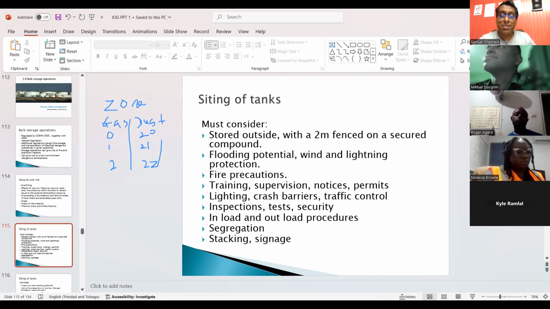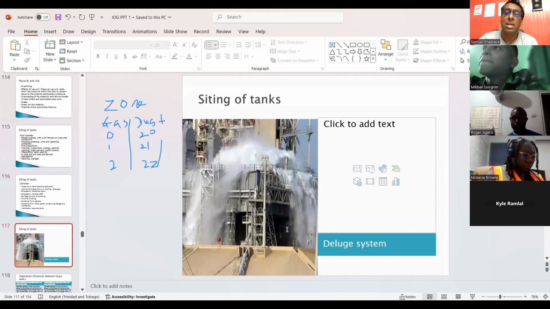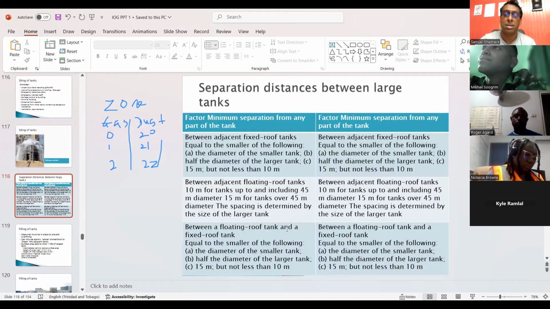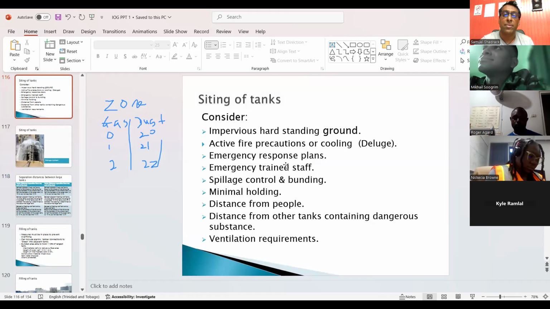Lightning: most tanks have a lightning rod, right? You don't want to be storing aviation fluid and then lightning strikes the tank. Tanks must be properly inspected and segregated from other tanks. There's a minimum distance, right? 2 meters. In fact, no, it's actually 10 meters. If you read through this, the distance from one tank to another tank must not be less than 10 meters anyway.